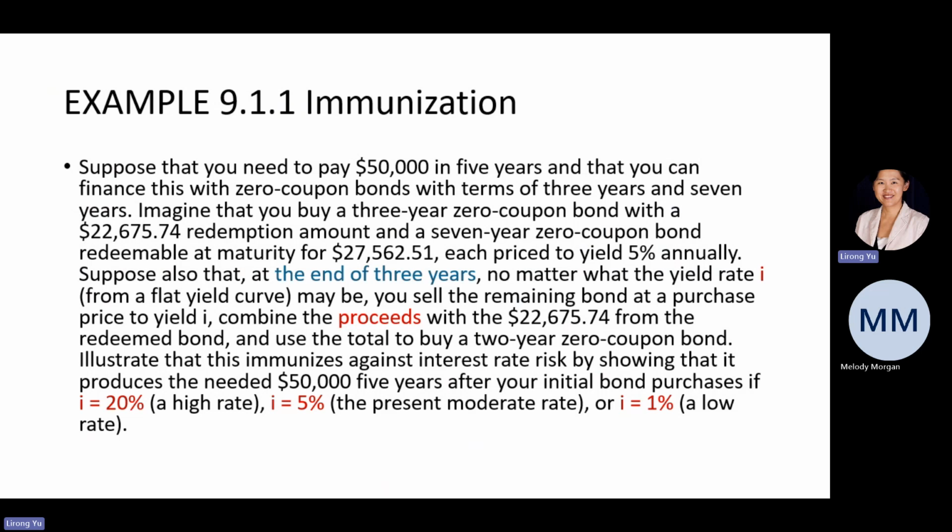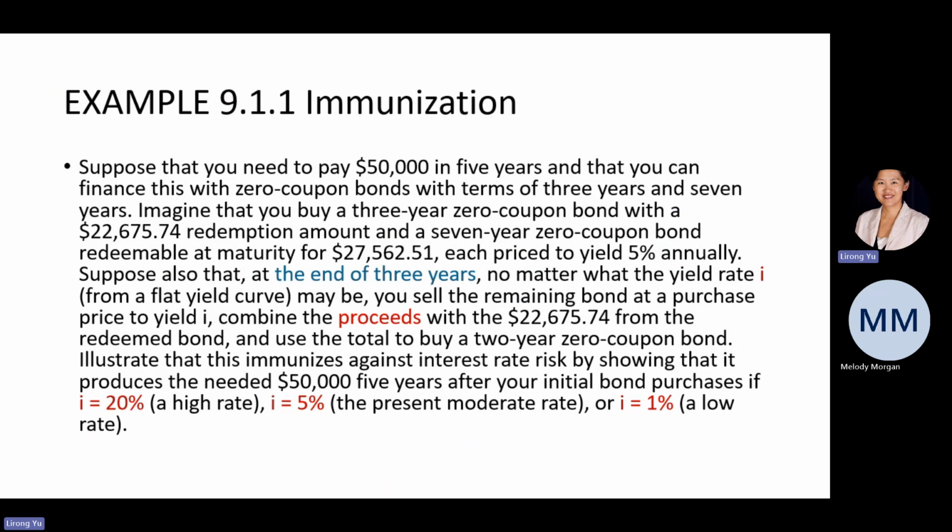Here we have an investment plan. You would buy the 3-year zero coupon bond with a redemption value of 22,675.7, and we also buy the 7-year zero coupon bond with a redemption value of 27,562.51. Each is priced using a yield rate of 5% annually. It's kind of unrealistic that the two bonds use the same yield rate, but for now we'll settle for those numbers to make the calculation easy. So 5% is the interest rate for every investment right now.